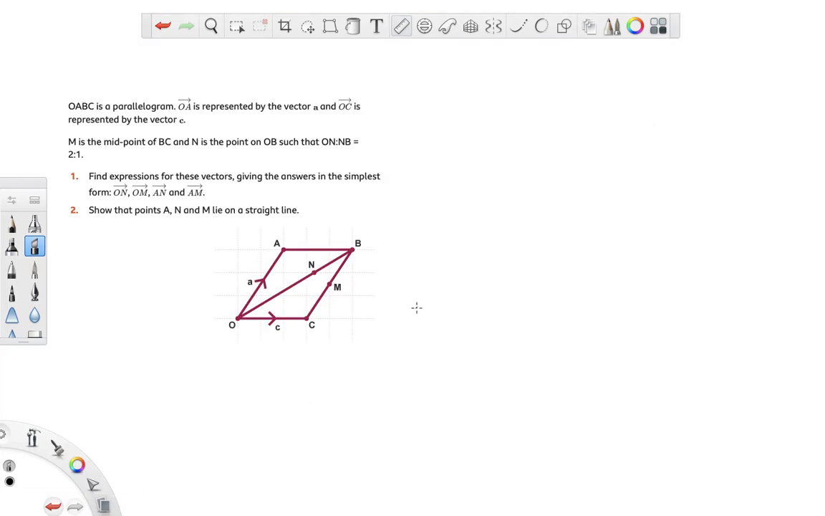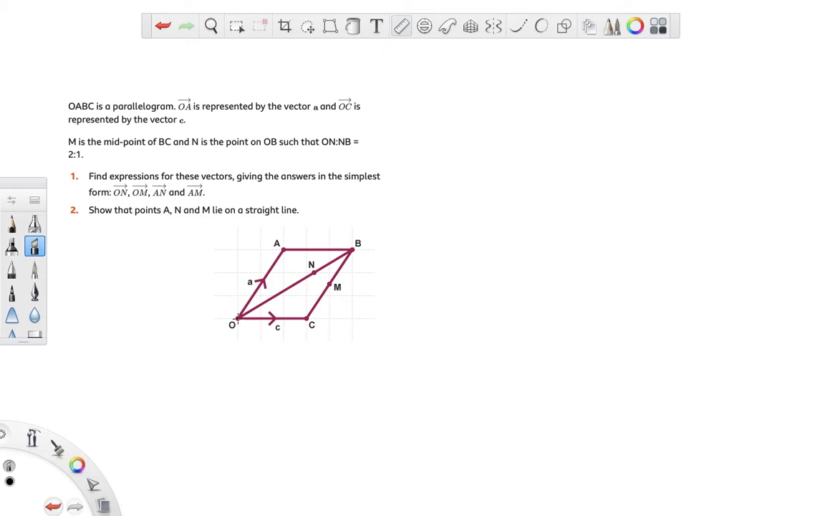A question. So it says that OABC is a parallelogram. OA is represented by the vector A, so this part. OC is represented by the vector C, so this part. M is the midpoint of BC, so M is the midpoint of this part. And N is the point on OB, such that O to N to B is in the ratio 2 to 1. Okay, so what does all of that mean?